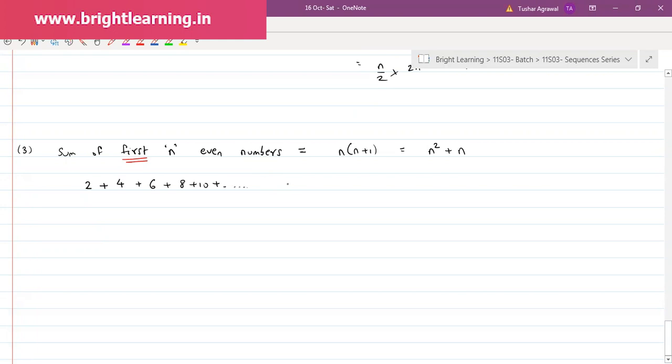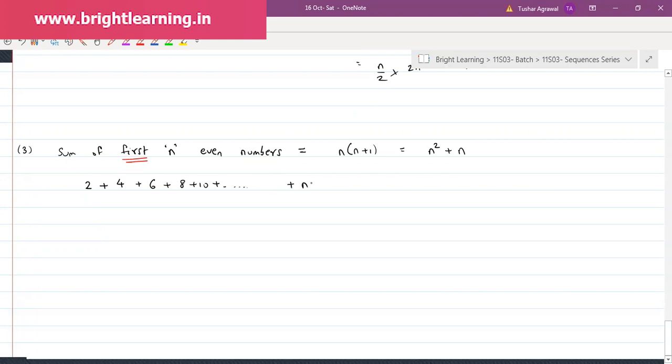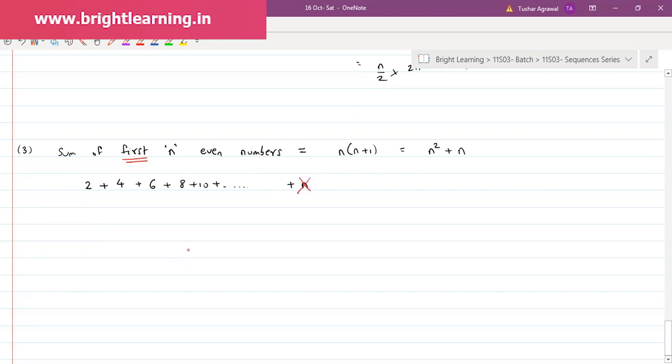Again, if you write here the last term as n, this is completely wrong. Last term is not n. You should write the number of terms is n terms. The last term in the form will be something different only. So this is equal to 2, 4, 6, 8, 10 and so on, which is equal to n square plus n.